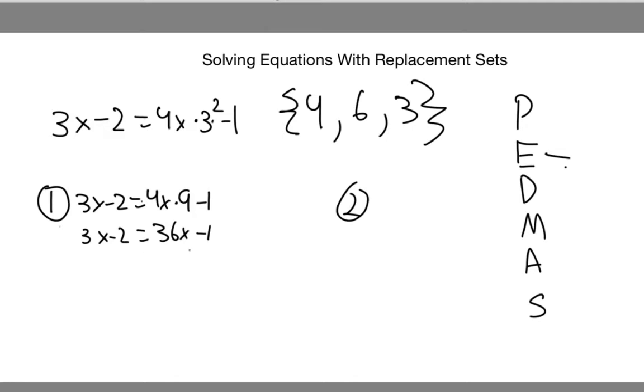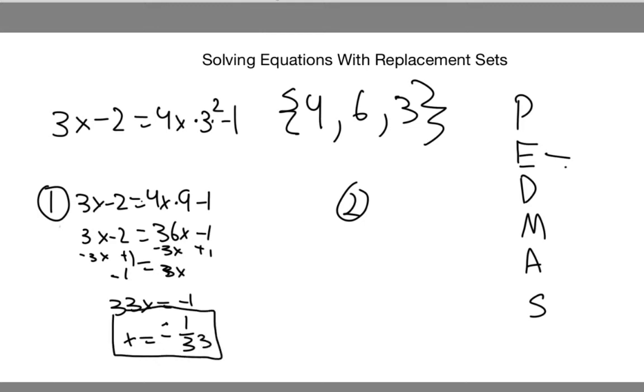And then if we're going to try to isolate x, we would try to do something like, how about, we're going to subtract 3x from both sides. And then we get 33x, and so we're going to add 1 to both sides, equals negative 1. 33x equals negative 1, and then x equals negative 1/33.